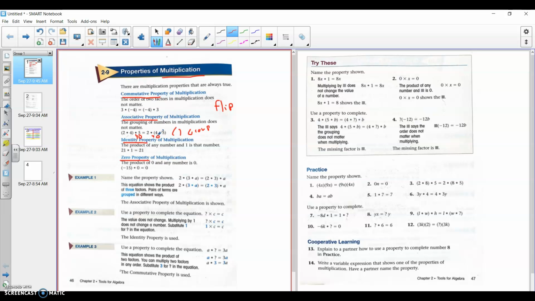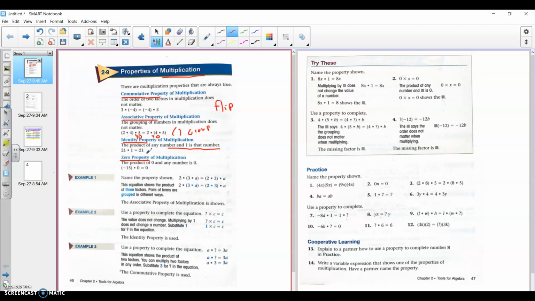So identity property of addition had a 0 in it because 3 plus 0 would not change the answer. It would be 3. Here you can't do 0 times 21 and get 21. So the only way in multiplication is to take the product of any number and 1 to get that number. And so 21 times 1 equals 21. So on the left side, you're going to get 21. And the right side, you already have 21. So whatever number multiplied by 1 is that number. That is your identity property of multiplication.